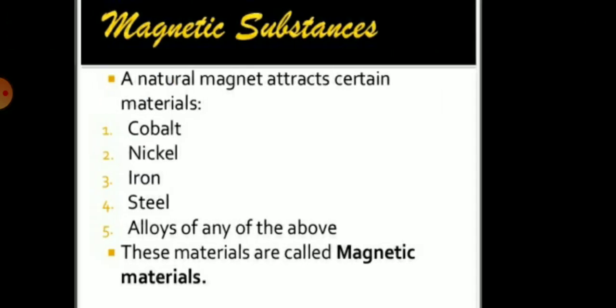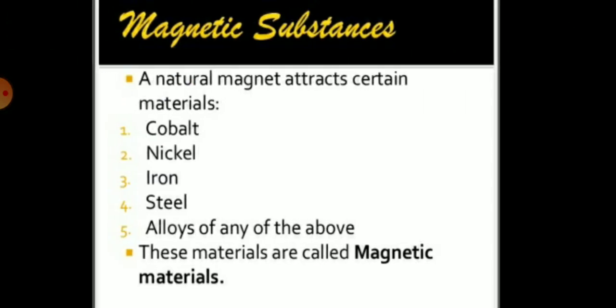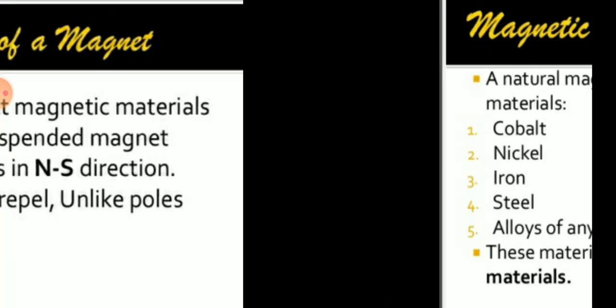So children, after that we should know about magnetic substances. A natural magnet attracts certain materials, which are called magnetic substances. For example, cobalt, nickel, iron, steel and alloys of any of the above. So these metals and materials are called magnetic materials.